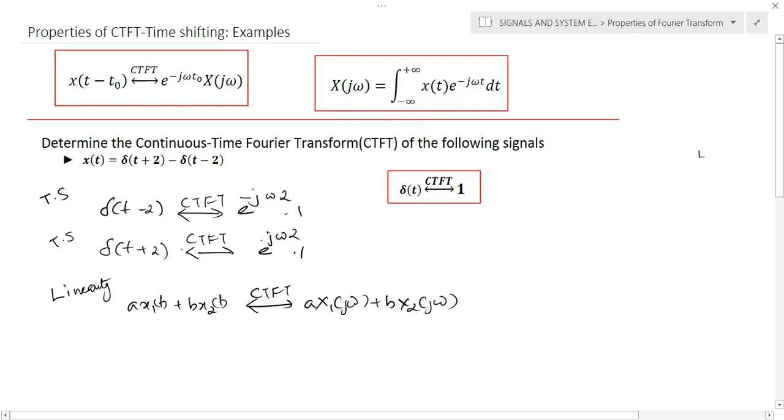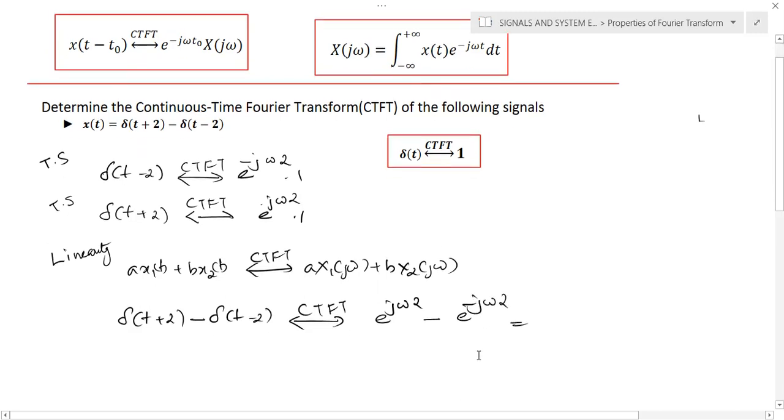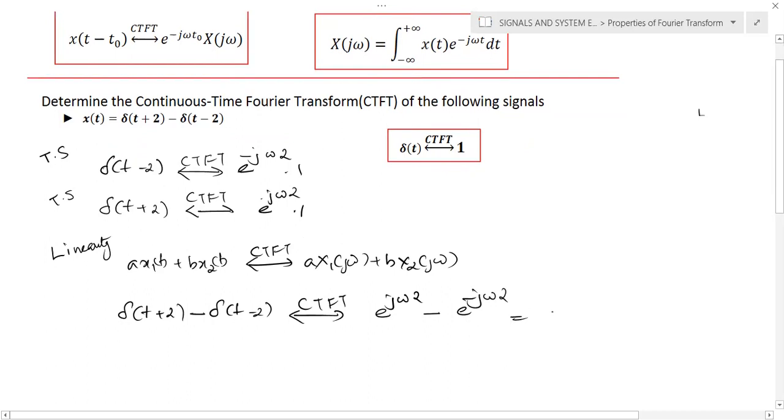So here actually the signal is given as a combination of two signals, del of t plus 2 minus del of t minus 2. So you can write the continuous time Fourier transform of the two signals by simply adding the transforms of those signals. So it's e raised to j omega 2 minus e raised to minus j omega 2, by applying the linearity property here, and you can combine the result.